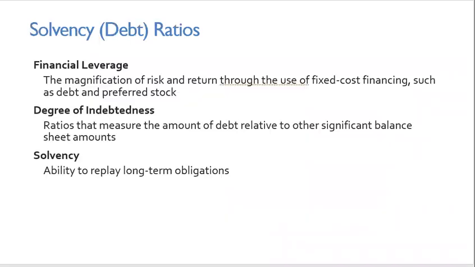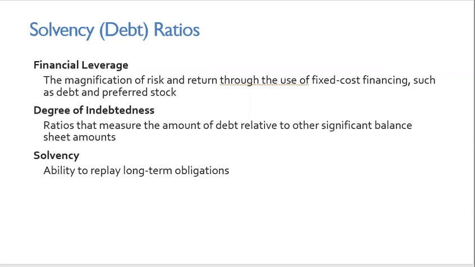Next is solvency ratios. So solvency ratios are ratios related to the long-term ability to repay long-term obligations. Okay? So we talk about financial leverage, it refers to the magnification of risk and return through the use of fixed cost financing, such as debt and preferred stock. So financial leverage simply means the presence of debt, no, or preferred stock. Okay. So, but primarily debt. Okay.